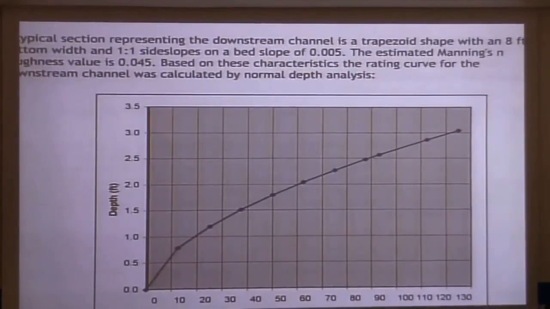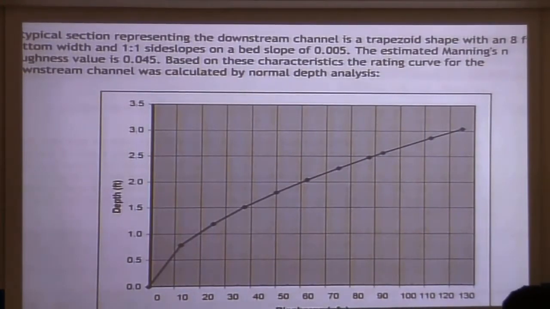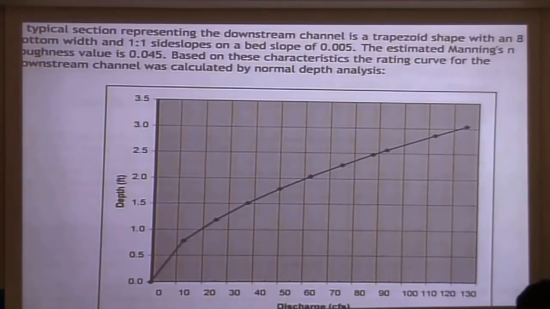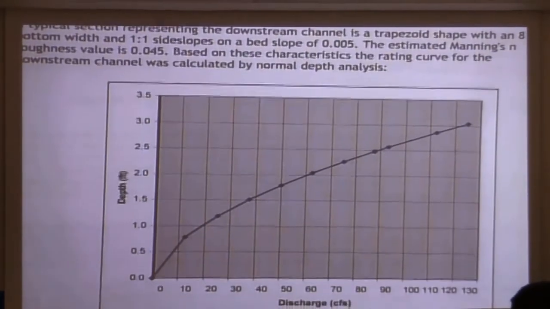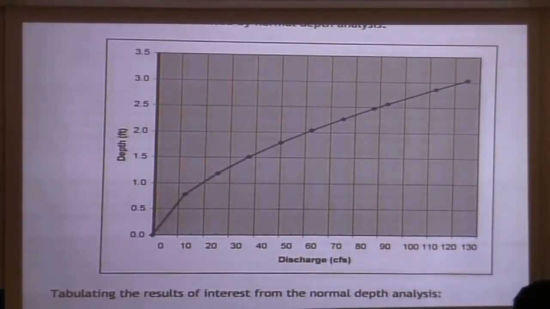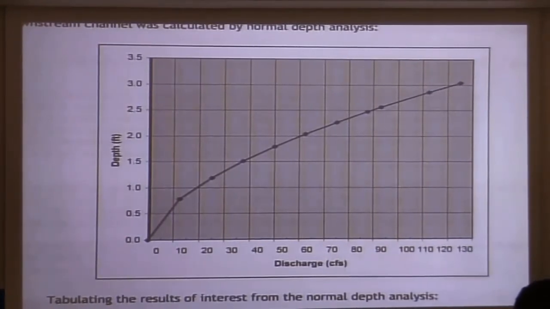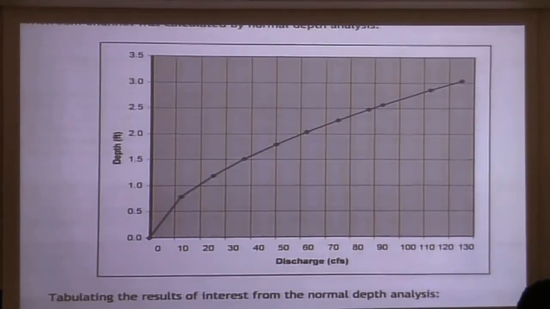You see this is your rating curve. A typical tailwater section representing the downstream channel is trapezoidal. It has an 8-foot bottom width and 1-to-1 side slopes, and the bed slope is still 0.005. The estimated Manning's n roughness value is 0.045, and based on that, a rating curve was developed by normal depth analysis. So how did they determine this rating curve? What equation did they use? Normal depth. They assumed steady uniform flow conditions. They used Manning's equation. And what they did was they just guessed at various depths and then calculated the discharge, and they made this rating curve.